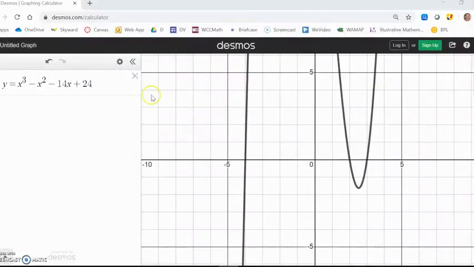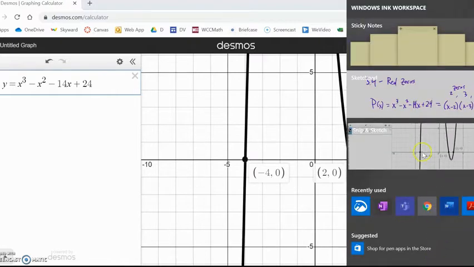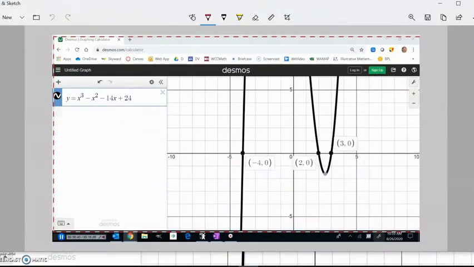I've actually already put it here. So yeah, here it is. X cubed plus, let's see, negative 4, 2, and 3. So I claim that that would be the same as x plus 4, x minus 2, and x minus 3. So pretty straightforward. I didn't actually do any work to get there. I already knew the answer.